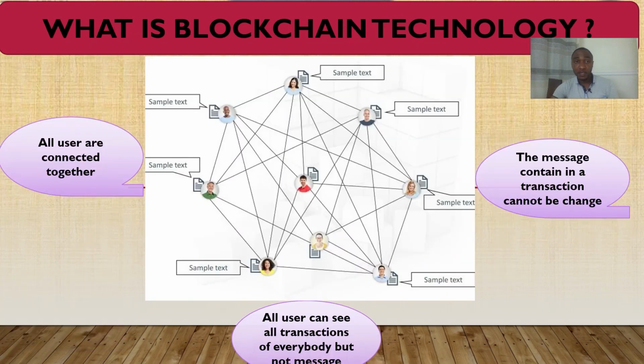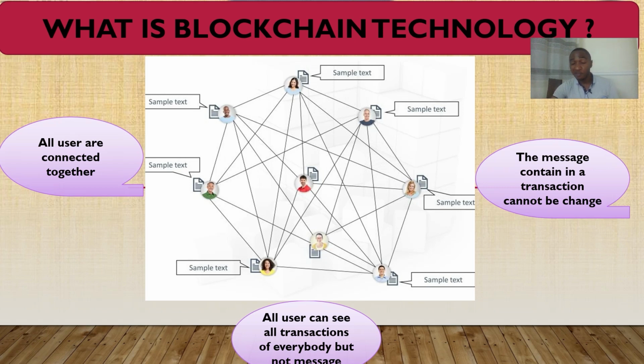So let's get started. What is the blockchain technology? From that picture, you can see that everybody is connected to anyone. So if I send information to someone, the other people connected to the network can visualize the transaction. But the transaction message cannot be seen and cannot be changed. And this is what makes the beauty and the power of this technology.